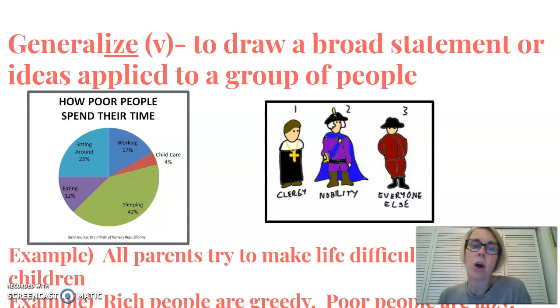Another example is rich people are greedy and poor people are lazy. That's saying that all rich people are greedy and all poor people are lazy. Maybe some people are greedy or lazy, but that is a broad statement that is talking about everybody.